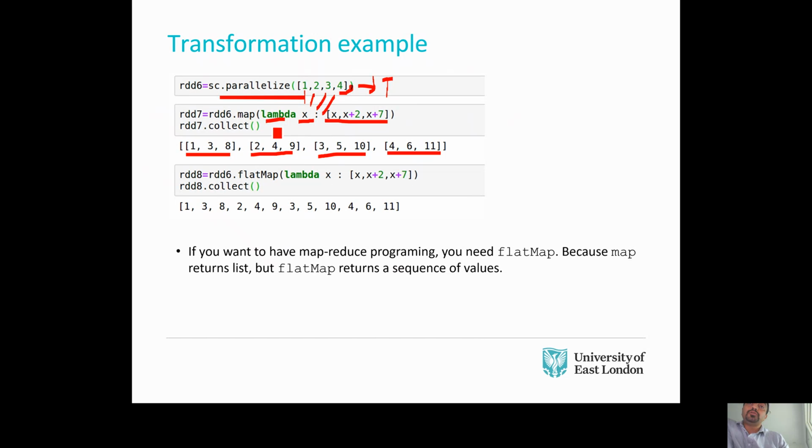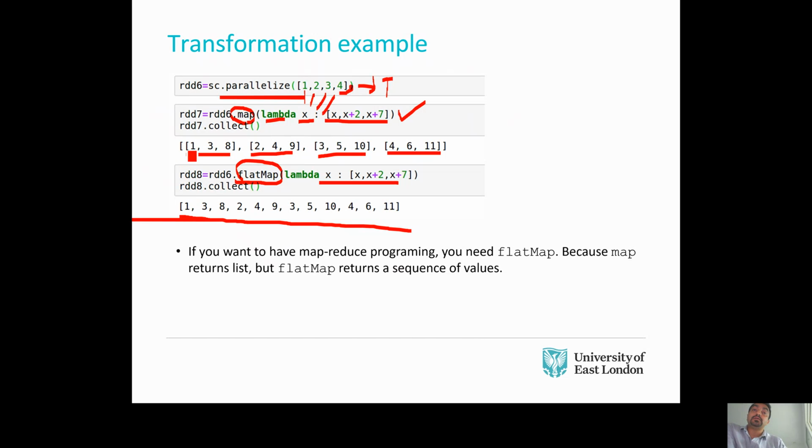Let's say, guys, I want to use exactly the same function, but with flatMap. Here I used map. Here I want to use flatMap, exactly the same action. Can you see, guys, the difference? The difference is flatMap is going to put all output in a single sequence of values.